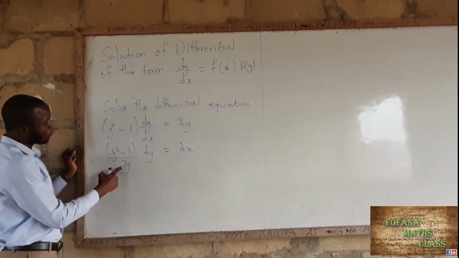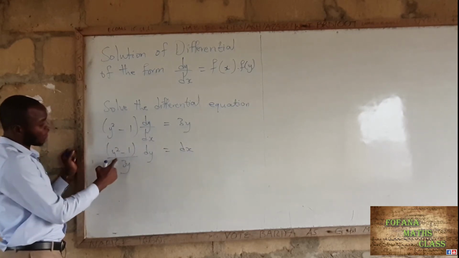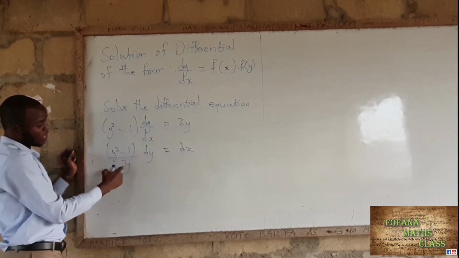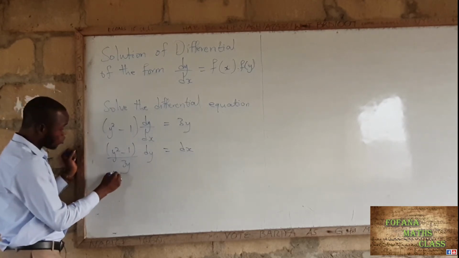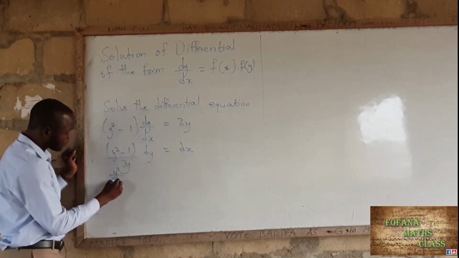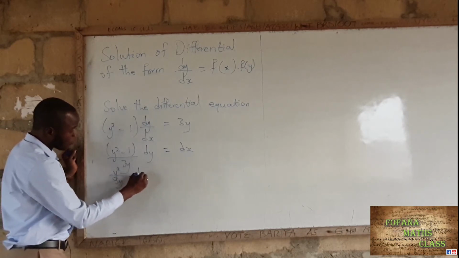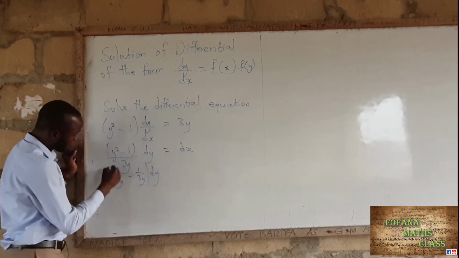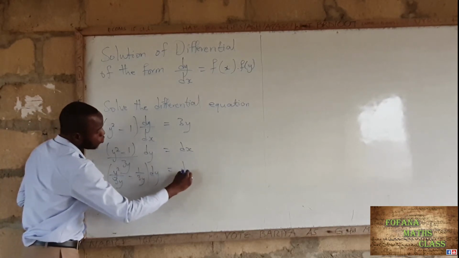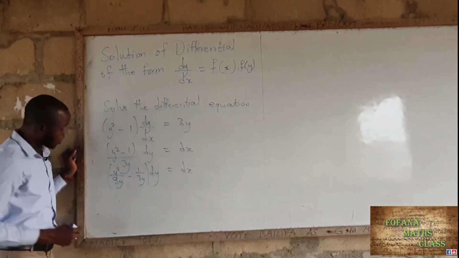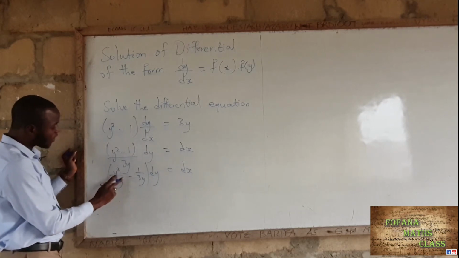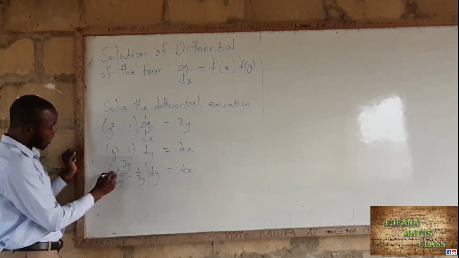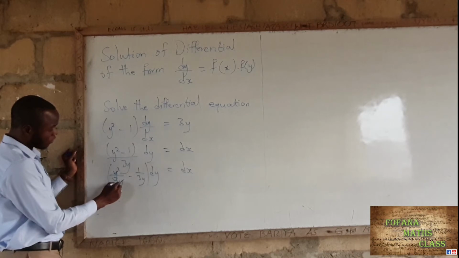To make the thing simple, we will divide all the terms in the bracket here by this 3y. So we have y squared over 3y minus 1 over 3y, then the dy, I'll put all of them in a bracket, and this will be equal to the x. To make the integration simple, one of this y will take care of one of this y.